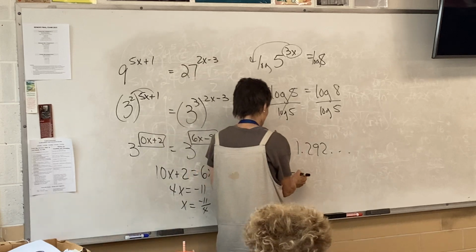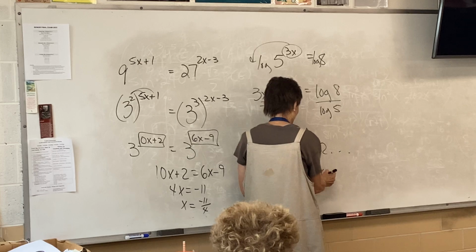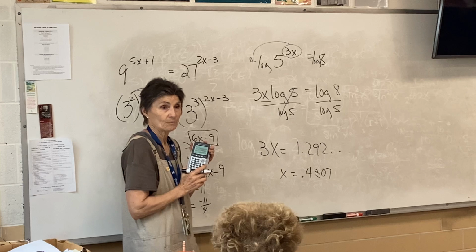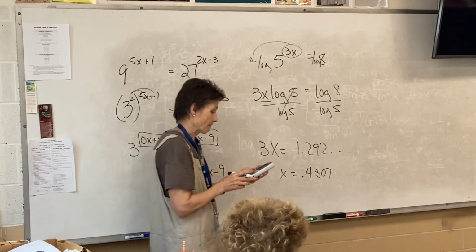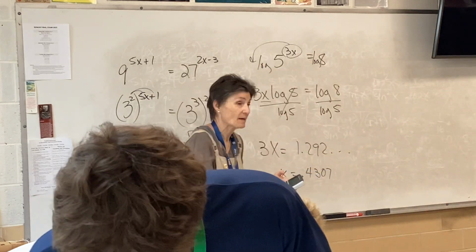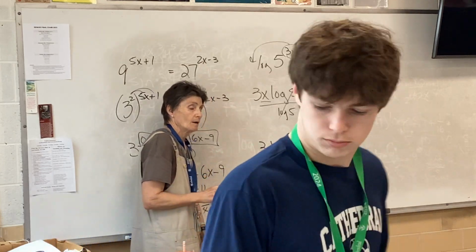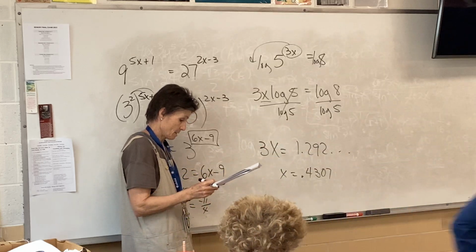So the answer is 0.4307 if I round off to the nearest hundredth. Or thousandth, I guess, 10,000. I can't remember what the rounding instructions are on the exam.